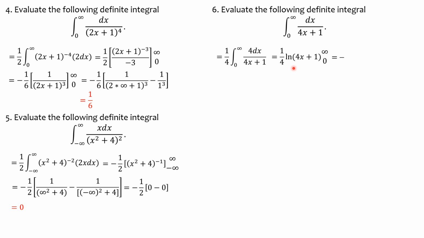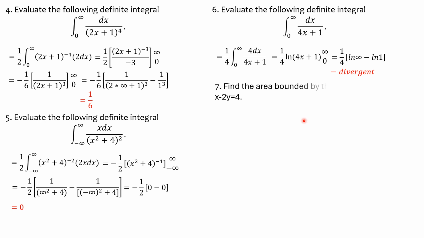So this is 1/4 of ln of 4 times infinity, which is still infinity, minus ln of 4 times 0 plus 1, so ln of 1. ln of 1 is 0, but ln of infinity is still infinity, or indeterminate, that is large. Divide by 4, that is still indeterminate, which is large. Therefore, there is no specific value to this integral, and we call this integral a divergent integral.